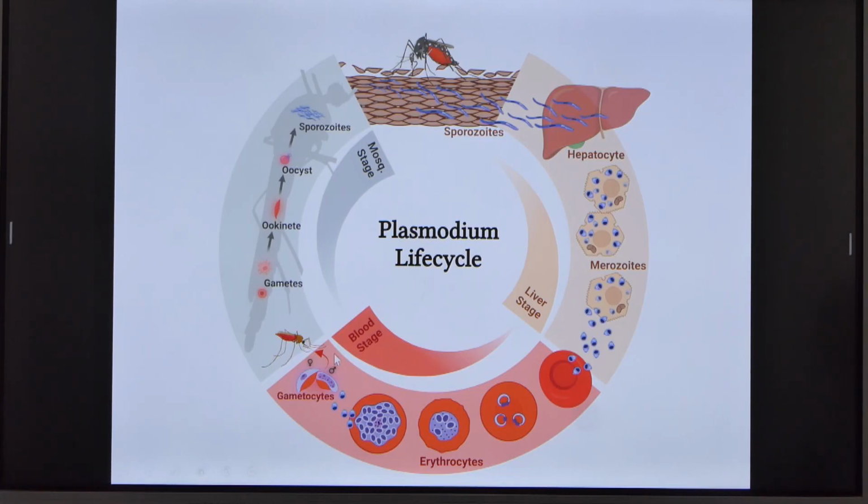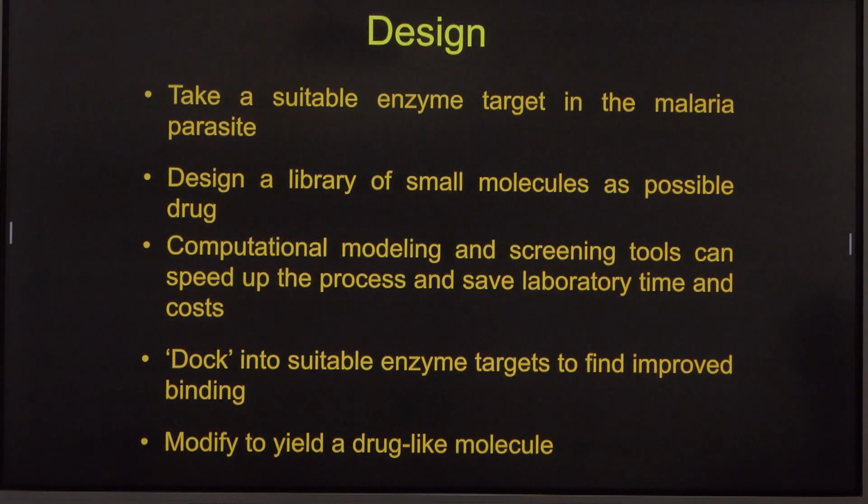And from your blood, a new female mosquito, Anopheles, takes it out, and some of the process happens inside the mosquito body, and finally it creates more sporozoites, and sporozoites are injected again into the new person who gets the malaria parasite. Right? This is the process, and how are you going to work with this process? Take a suitable enzyme target from the malaria parasite.